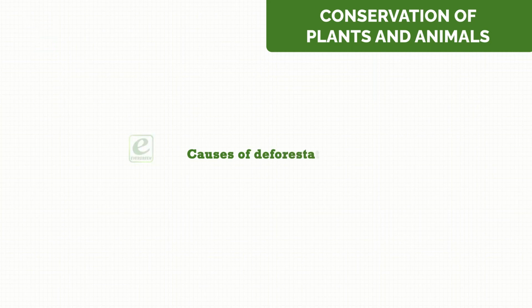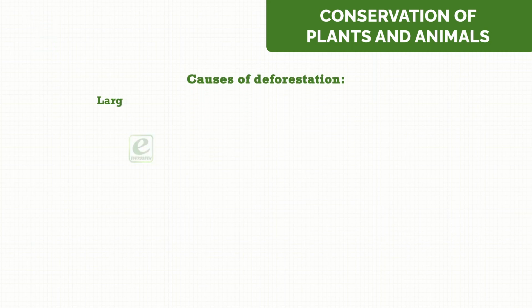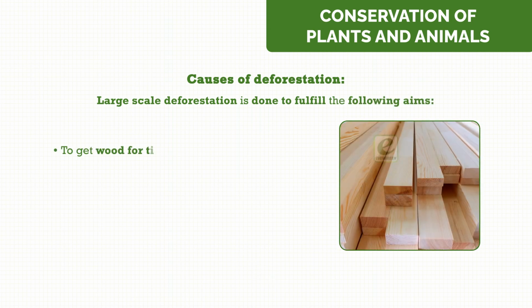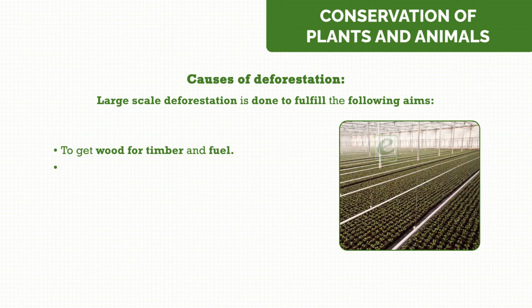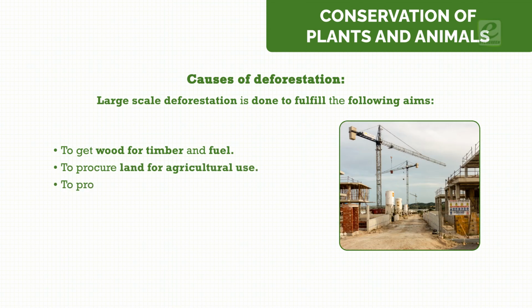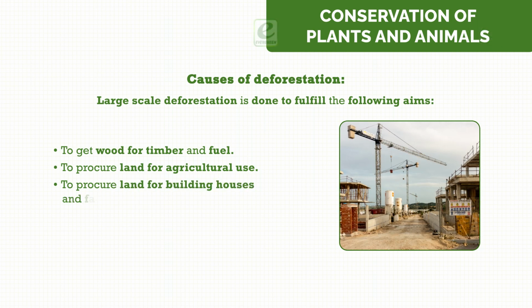Causes of deforestation. Large-scale deforestation is done to fulfill the following aims: to get wood for timber and fuel, to procure land for agricultural use, to produce land for building houses and factories.